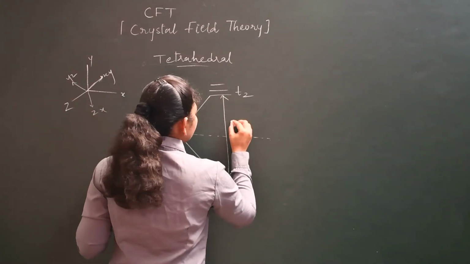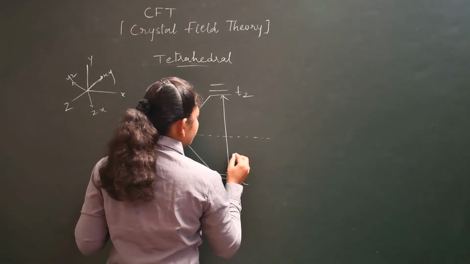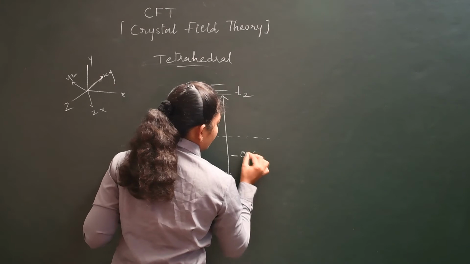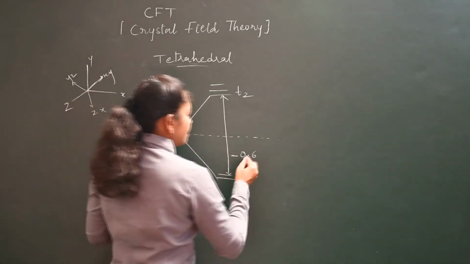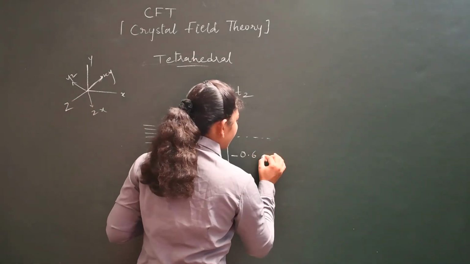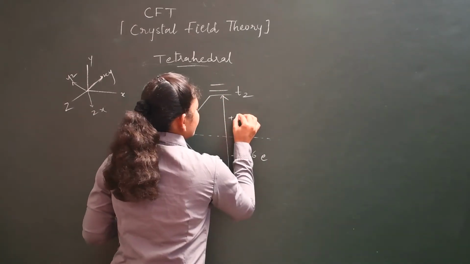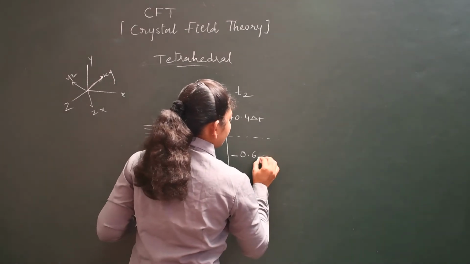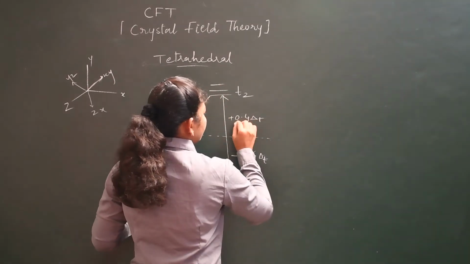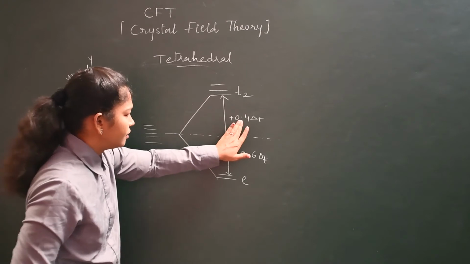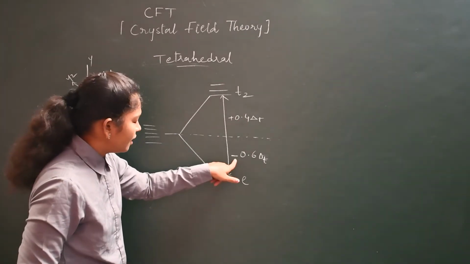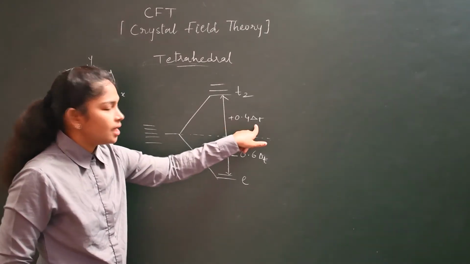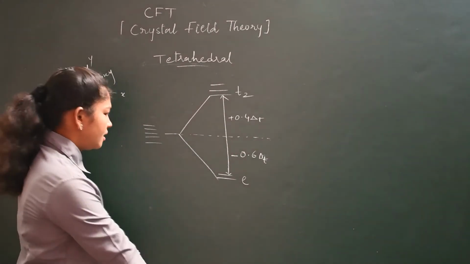Here we are going to get minus 0.6 for E and plus 0.4 delta T. You just write it, okay? Delta T, so T2 like that. See, it's the opposite of octahedral, right? So here minus 0.6 delta T and this will be 0.4 delta T. That way you are going to write here.